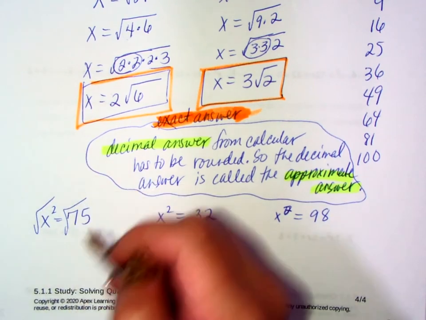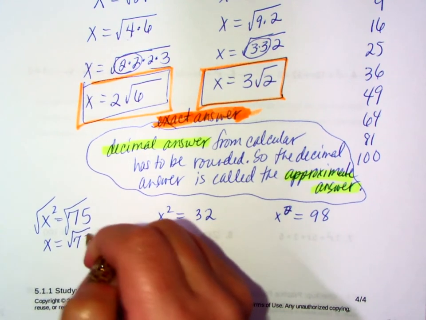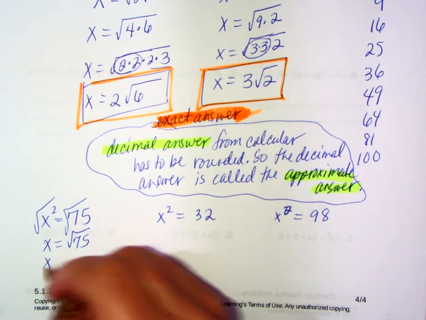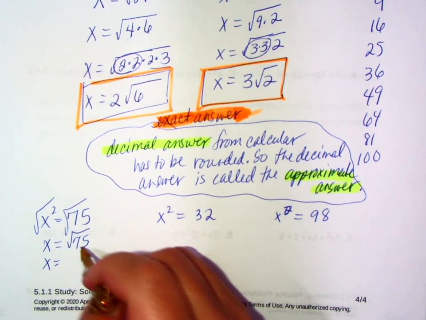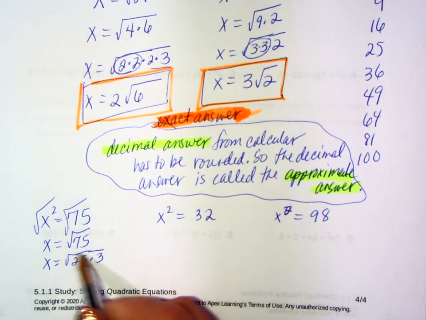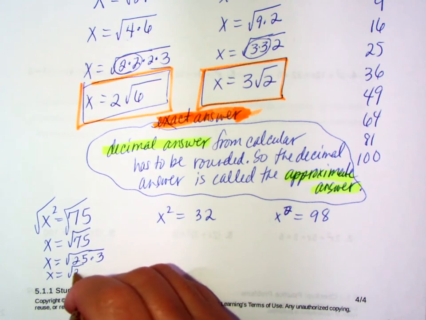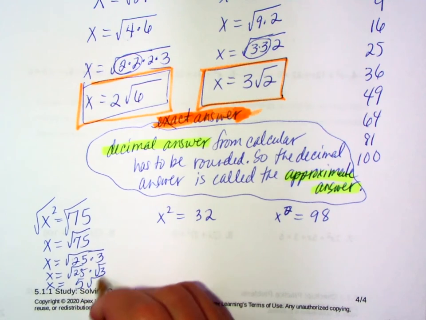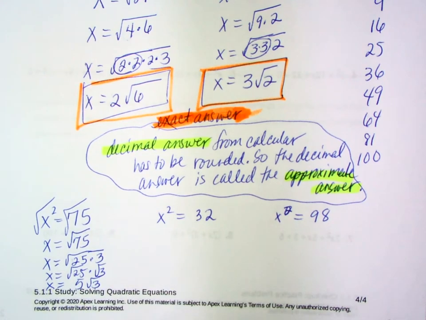So step 1, take the square root of both sides. I get square root of 75, and I notice that it's not a perfect square. So here I go hunting. What perfect square is in 75? Oh yeah, 25. And I can take the square root of 25. The square root of 25 is just 5. So my exact answer is 5 square root of 3. I took the 5 outside because the square root of 25 is 5, and I leave the 3 inside because there's no perfect for that.